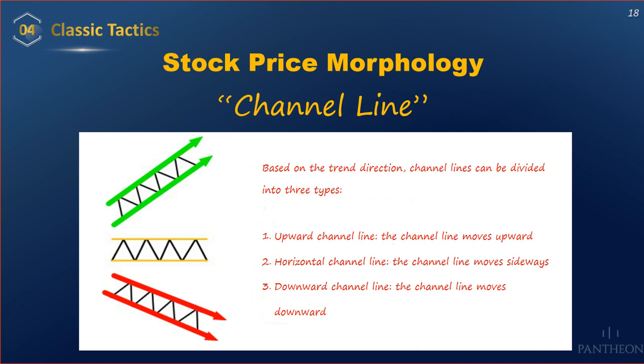So, when it comes to technical analysis, as long as everyone studies it carefully, it's actually quite simple. Now let's take a look at the third type, which is a descending channel line, marked in red. The direction of this type of channel line is moving to the lower right, and its appearance indicates the price is in a phase of downward trend.